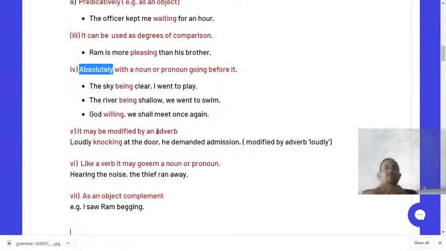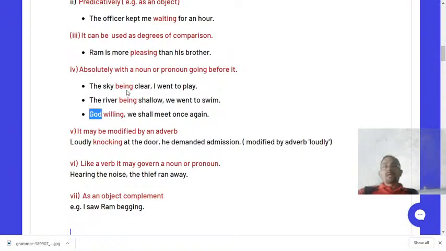So, dear students, always remember that if an ing word is preceded by a noun, that particular word is used absolutely in a sentence. So you can see here all the ing words, like the sky being clear, the river being shallow, God willing. All the ing words you can see in these three successive examples are preceded by a noun. Preceded means going before. So before being it is the sky, which is a noun. Before being it is the river, which is a noun. Before willing it is God, which is a noun.